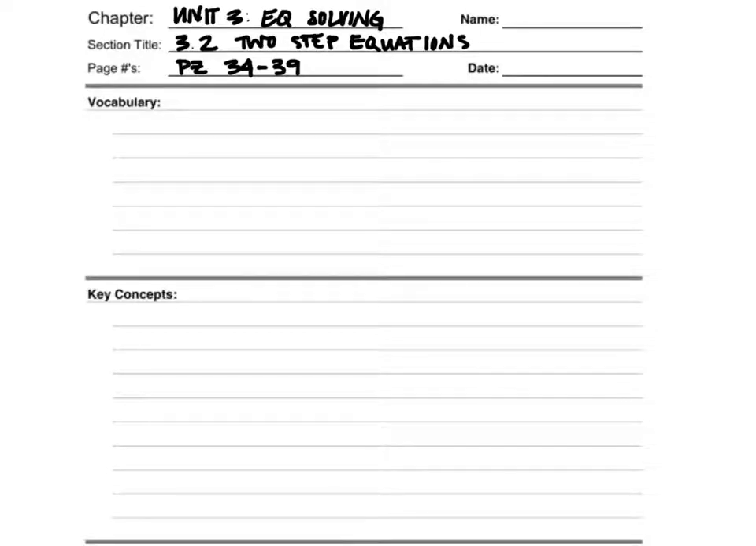Hello and welcome to 3.2 two-step equation solving. This is unit 3 in equation solving, and we're going to be working on extra pizzazz pages in class to help solidify this concept. The pizzazz pages would be 34 through 39.